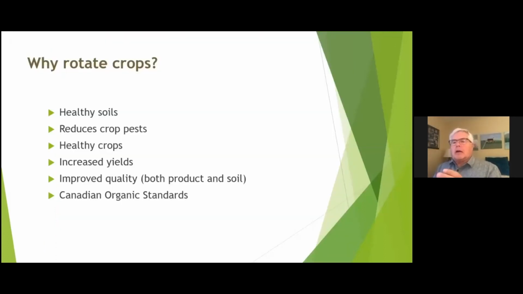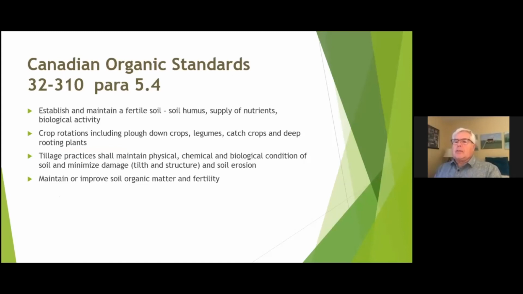But we rotate crops to try to get healthy soils, to reduce the crop pests of insects, diseases, and weeds. And it's very effective at reducing all of those things when you've got a well-managed crop rotation. That helps produce healthy crops, to increase yields, to improve quality of both the product and the soil. And the Canadian Organic Standards actually require that we have crop rotation and some other measures to help soil health.